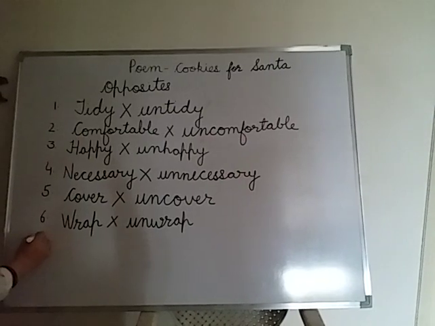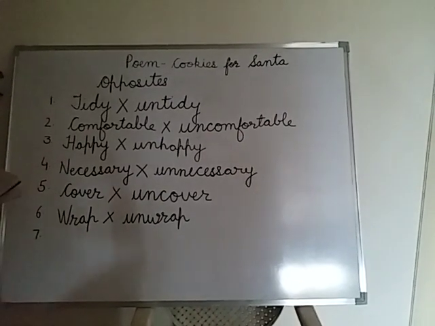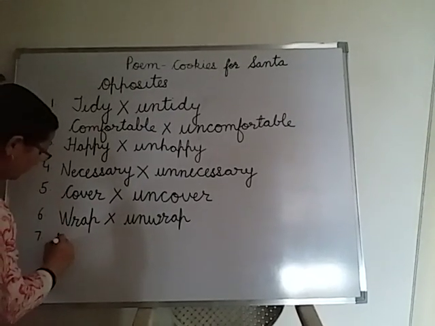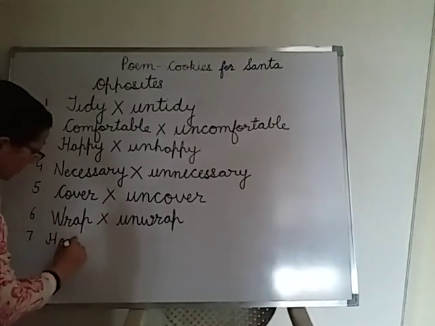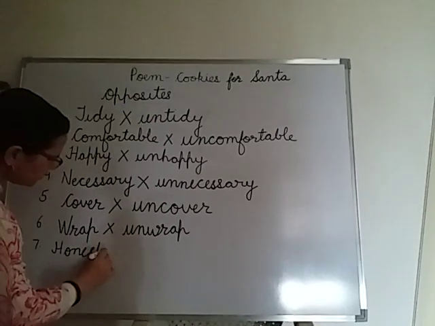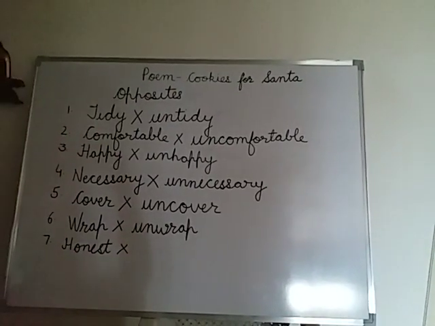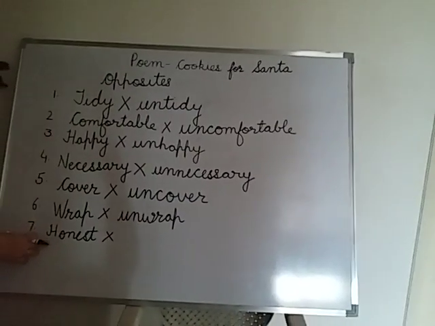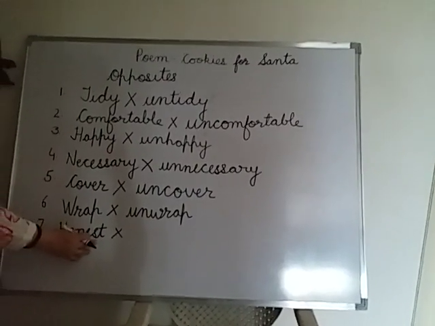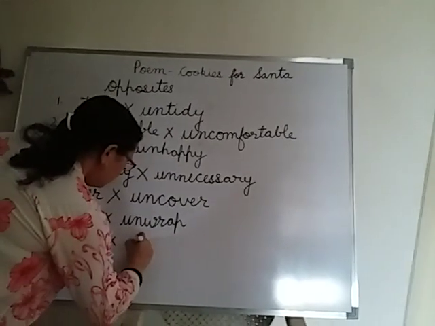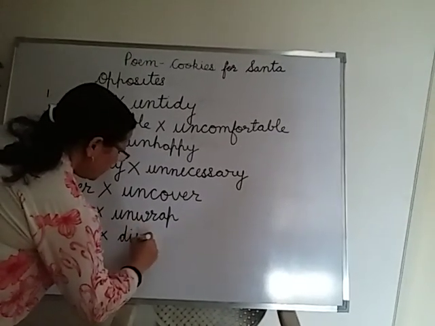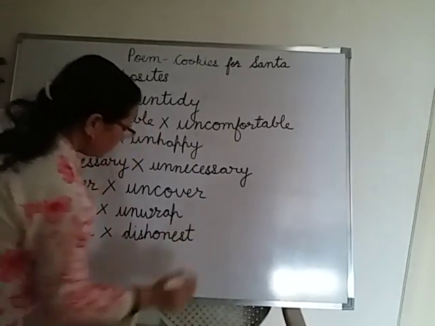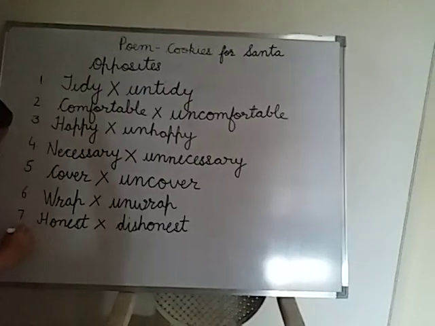Now let's read a few more words. Here you will add this prefix and make the opposite. The first word which you are going to write is honest. H-O-N-E-S-T, honest. Students, I have heard a few students reading it as honest with an h sound. Here the H sound will not come. H is silent here. So the opposite is, you will add this prefix to it: dishonest. H-O-N-E-S-T. Dishonest.